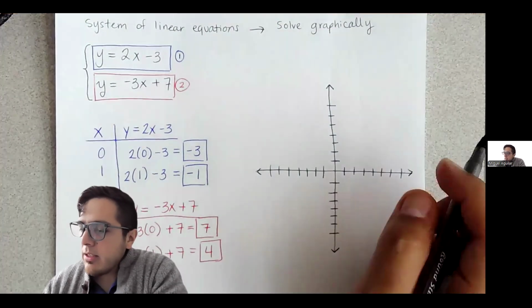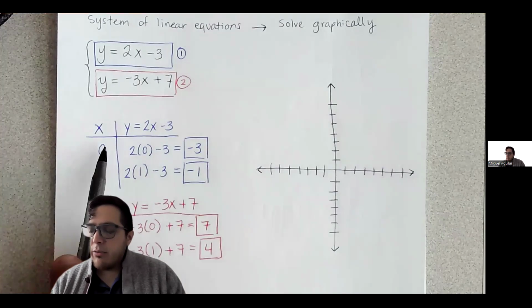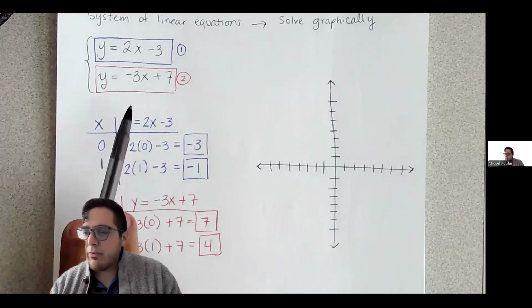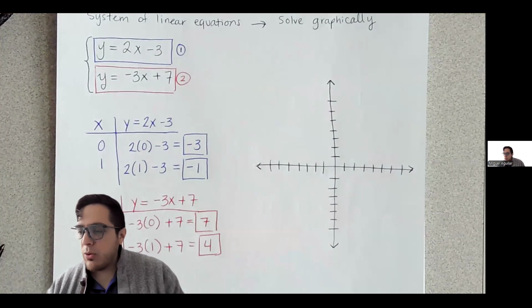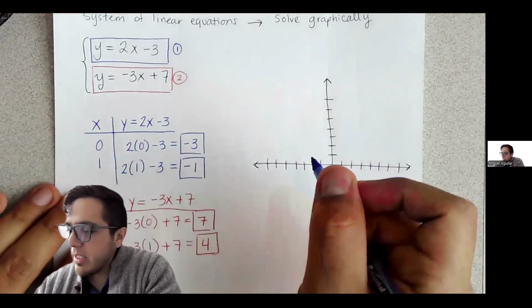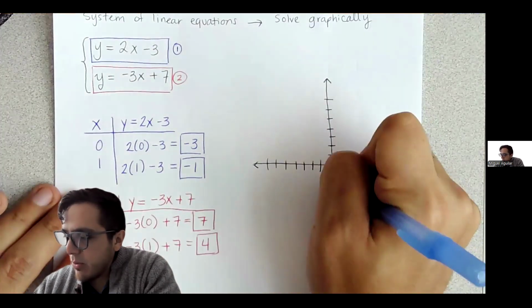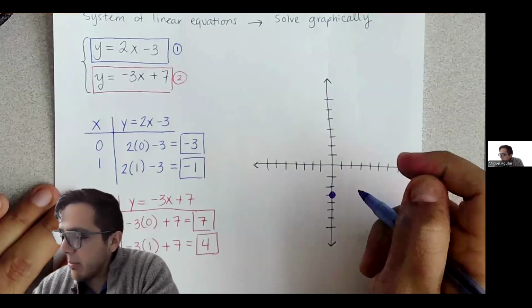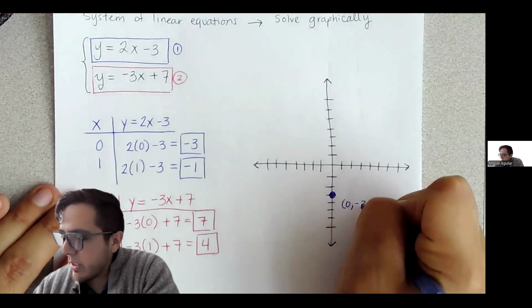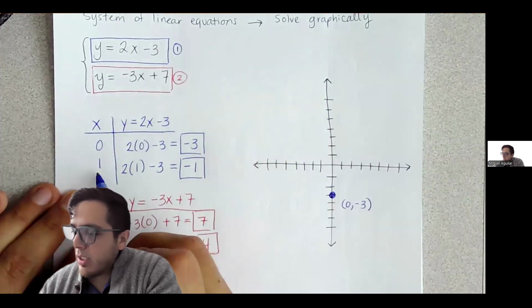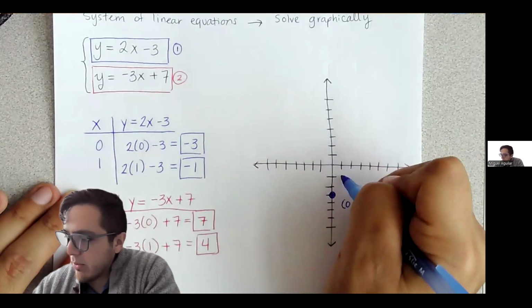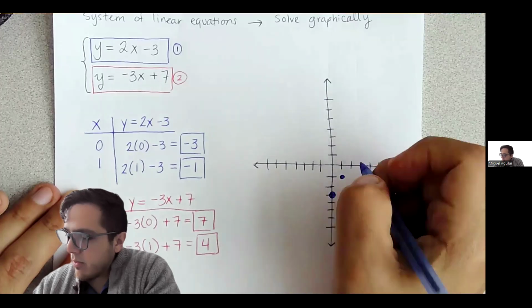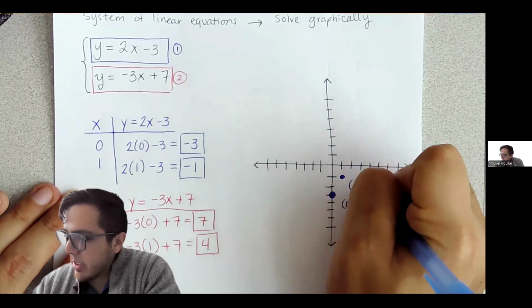Okay. So let's go ahead and plot these points. For this blue color-coded graph, equation number 1, we have the ordered pair 0, comma, negative 3. So 0, negative 3 is going to be down 1, 2, 3 right here. And I can go ahead and label that point as 0, comma, negative 3. We have 1, comma, negative 1, which is over 1, down 1. And that is 1, comma, negative 1.